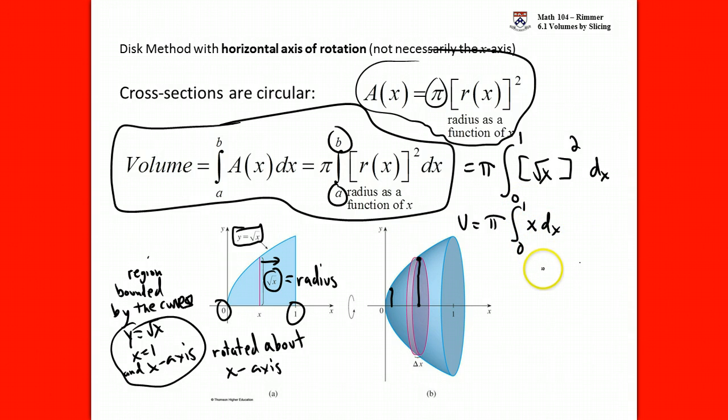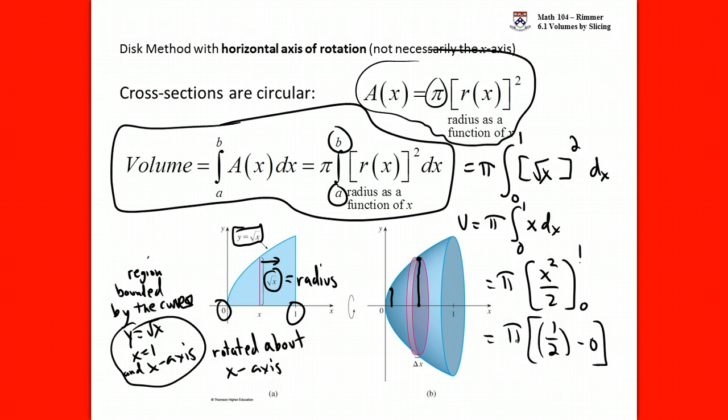What's the antiderivative of x? X squared over 2. So that's a half. Minus 0 times pi. So the volume of that shape turns out to be pi over 2. The volume of this shape is pi over 2 units cubed.